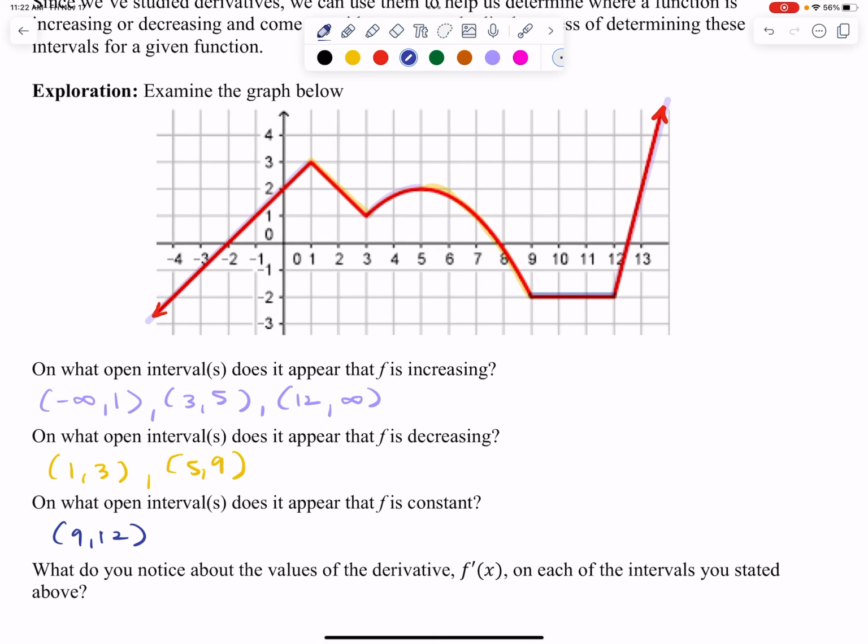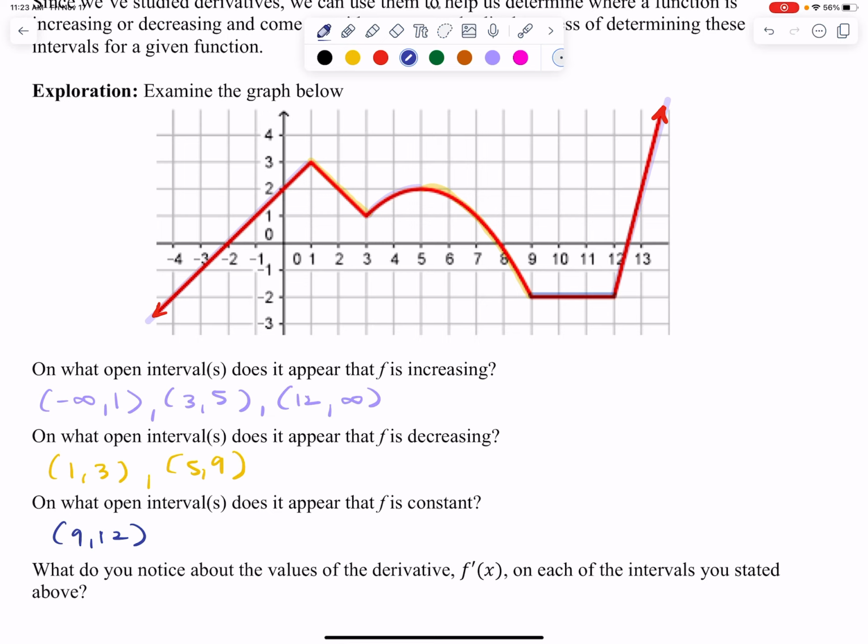Okay. So what do we notice about the values of the derivative f prime on each of the intervals that we stated above? This is another chance you could pause the video and see if you can make a statement about f prime for where f is increasing, where f is decreasing, and where f is constant.